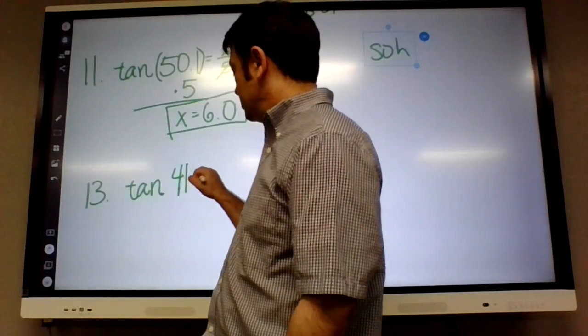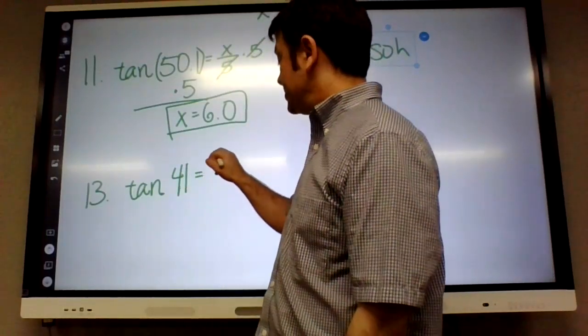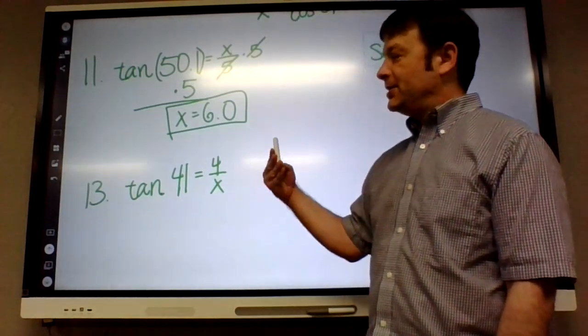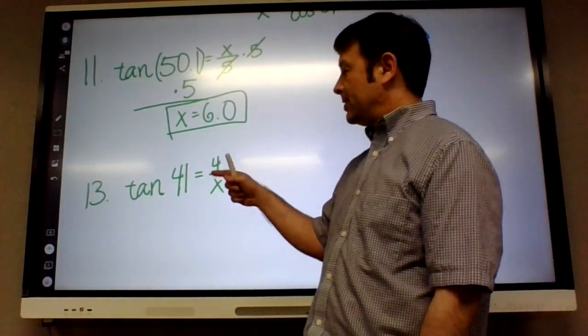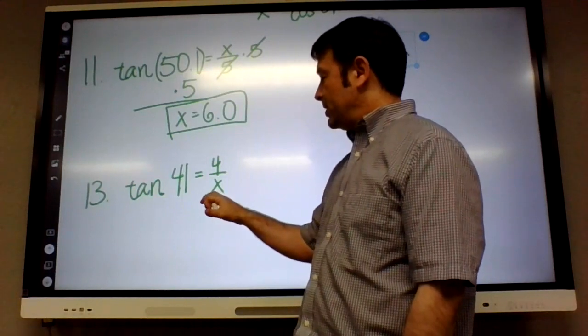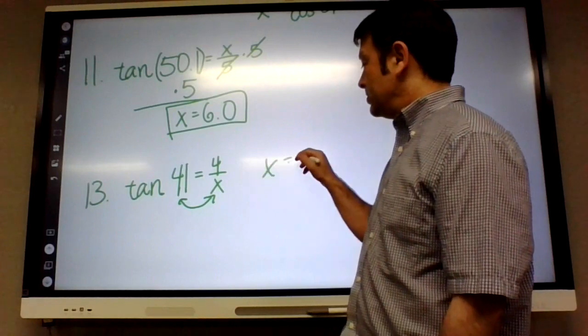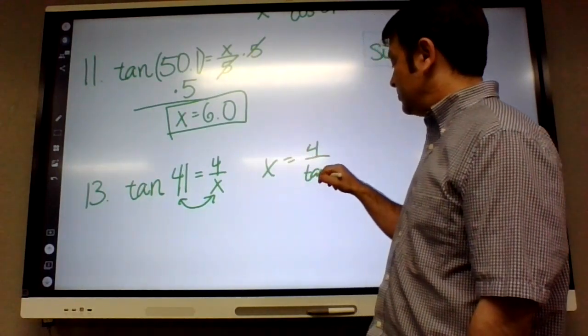Tangent of 41 equals 4 over x, equals opposite over adjacent. We know which one goes on top because tangent equals opposite over adjacent, so you have to put the opposite on top, whatever that is. What do we do when x is in the denominator? Switch it. Swap. So x equals 4 divided by tangent of 41.